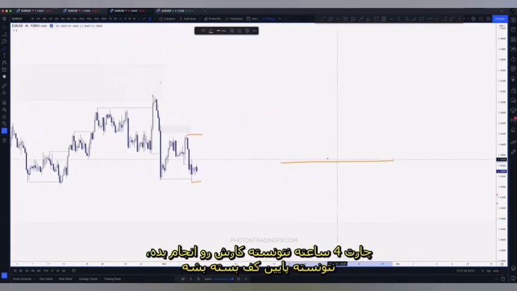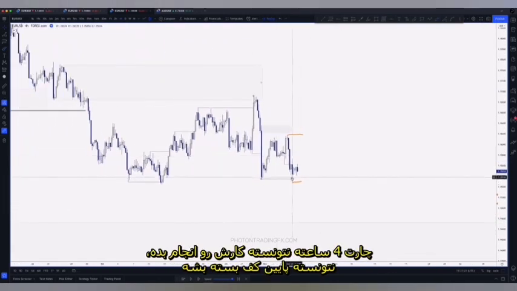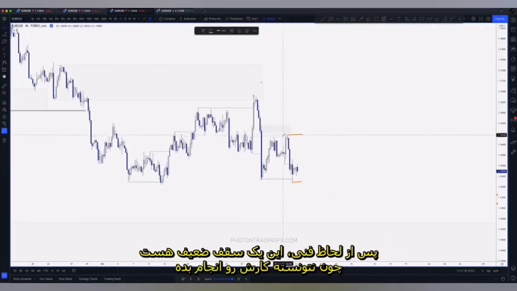The 4-hour chart at that point had failed to do its job. It failed to close below that low. So technically this is structurally a weak high at the moment because it's failed to do its job.